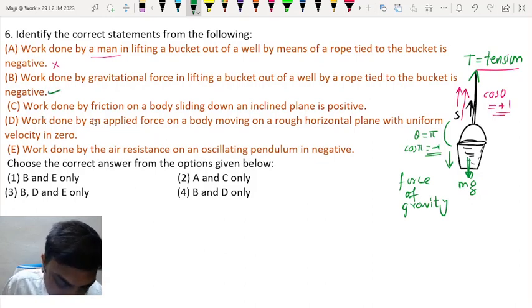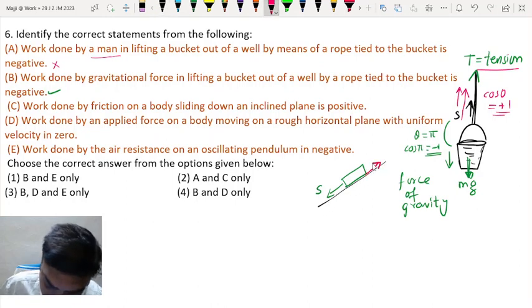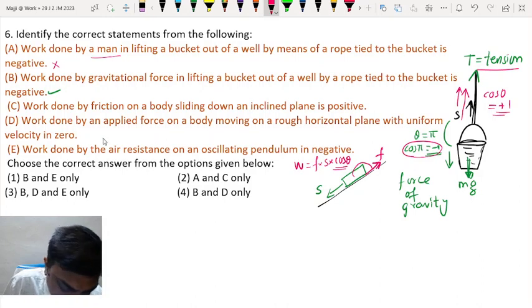Then, work done by friction on a body sliding down an inclined plane is positive. This is also wrong, because when the body slides down, the displacement is down the inclined plane, whereas the friction acts up the inclined plane. So the angle between them is 180 degrees. Cos 180 degrees is minus 1, so the work done will be negative, because work done is equal to force into displacement into cos of the angle between them. Cos theta being negative, this is wrong.